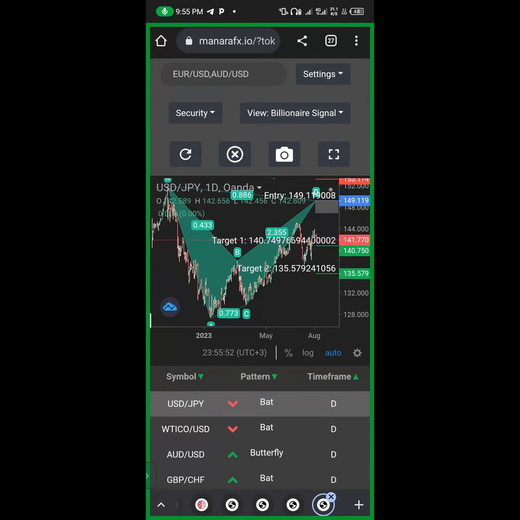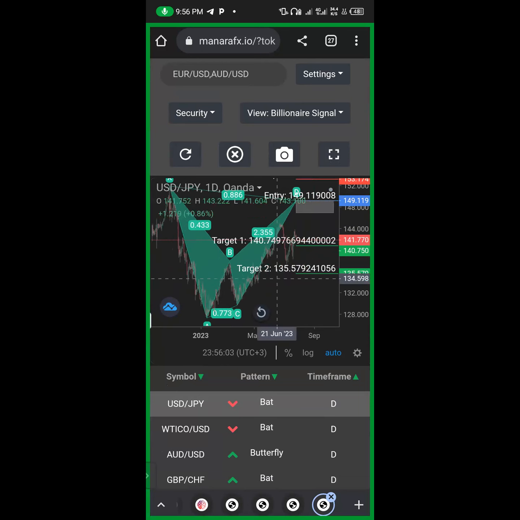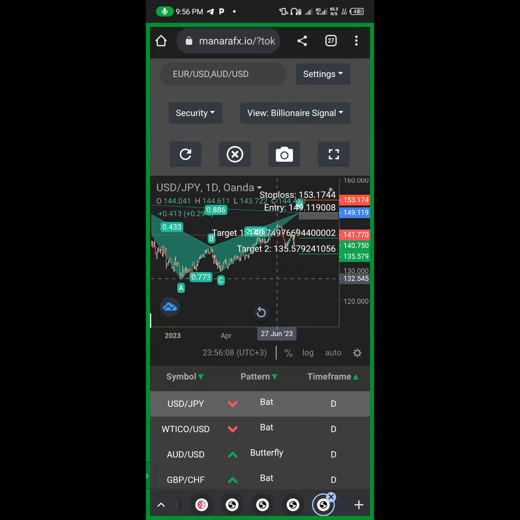Okay, look at it now. We have USDJPY. This USDJPY probably is for a sell. So you will take this one, you put it on your pending order, and how? You just go and set 149.119 as your entry point, put your stop loss if you want.